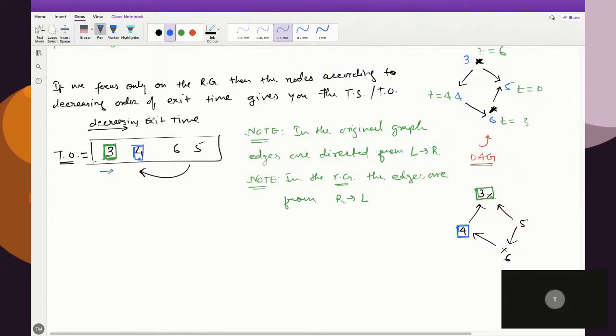Make sense? Now, in the next step, when you go to node number 6 and do the DFS from node number 6, no new node will be visited, because it was possible that 3 and 4 could have been visited, but that is not allowed because they are already visited. So when you do the DFS from node number 6, only node number 6 will be visited. And in the last step, when you go to 5, only node number 5 will be visited.